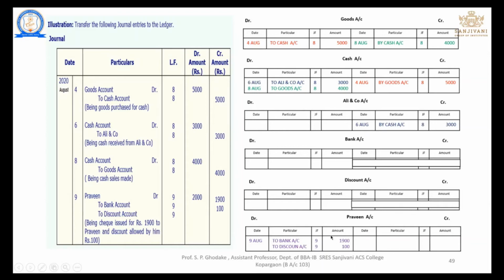And we need to do the posting of this particular transaction, which has a second effect on the credit side of the bank account and the credit side of the discount account, that is, by Praveen account 1,900, and by Praveen account in the discount column 100. So this way we can do the posting of the respective journal entries into the ledgers.